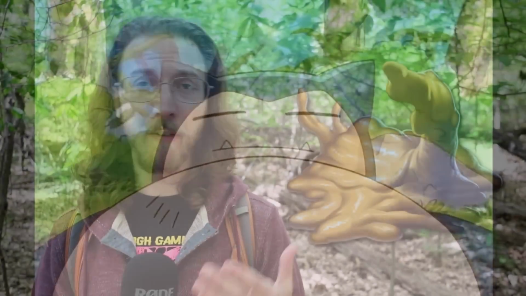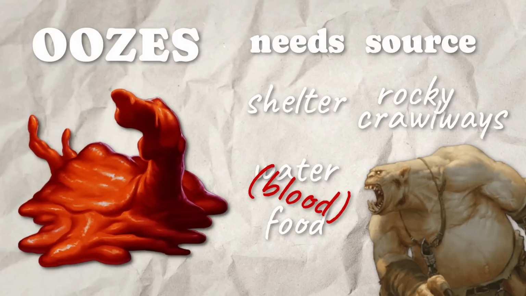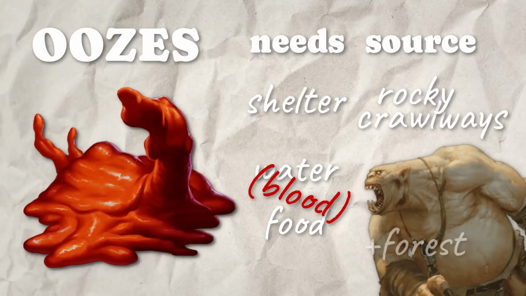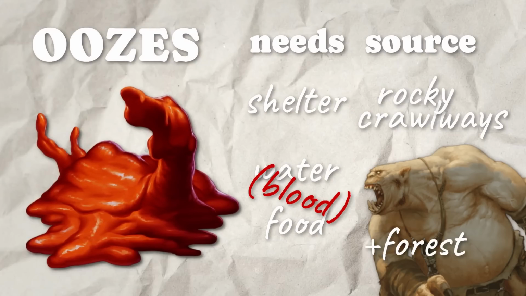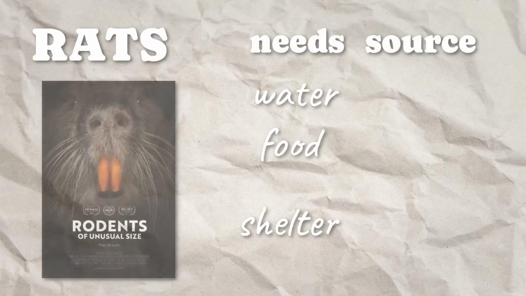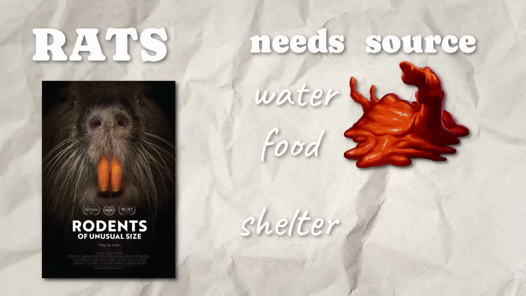Now the oozes are very simple creatures, and as you might have guessed based on that interaction, these ones need blood. A few feed on the ogre in a sort of symbiotic relationship, but most use the rocky crawlways to get outside and feed on forest animals, or they live deep in the mine, feeding on the giant rats. Oozes done.